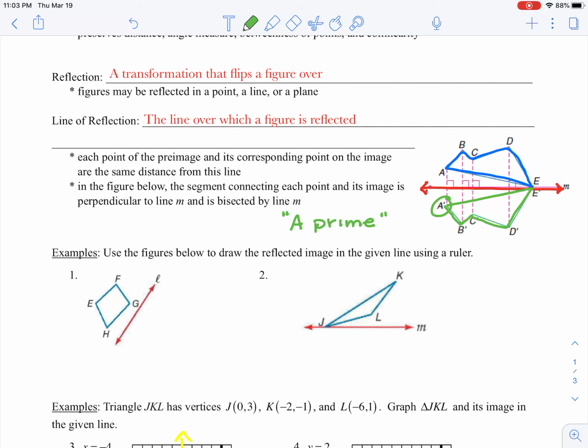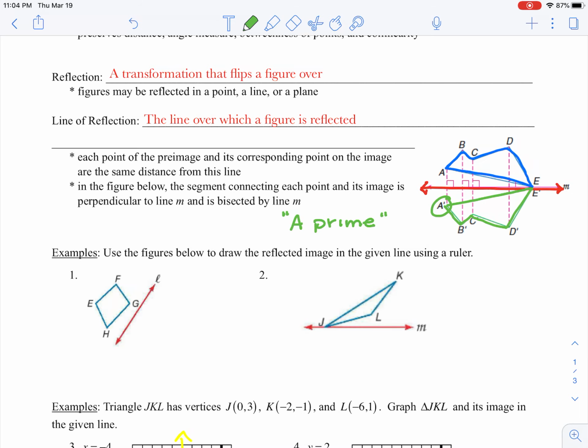The first set of questions on the notes are a little bit tricky to do on a digital lesson. It's much easier to see in person, but I'll do my best to explain one of them. I would like you to see if you can try them on the homework tonight, but if you're not able to, that's okay. You can focus on the questions that are on the coordinate plane. So I would like you to take a look at question number 2. It says, use the figure, draw the reflected image in the given line using a ruler. So you may want to pause the video now and go grab a ruler.